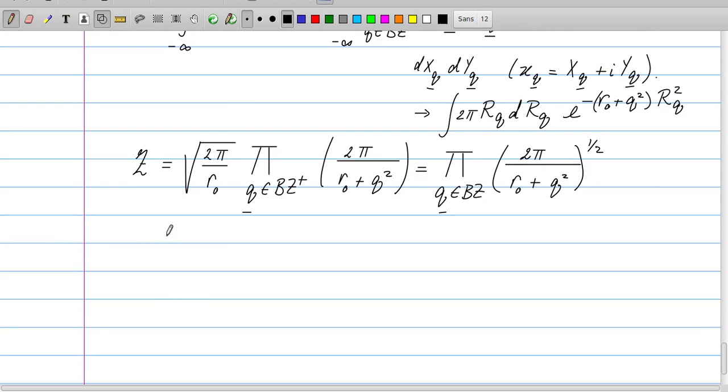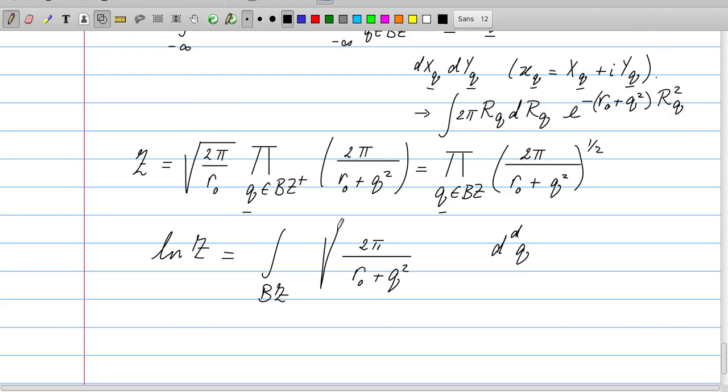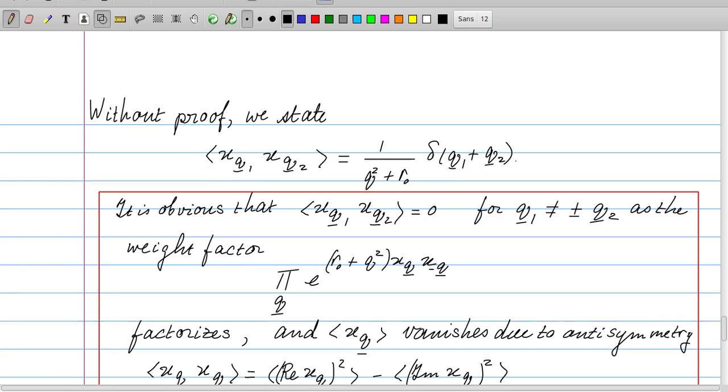And obviously in the end we are interested in the logarithm of that partition function. That will give me something like a free energy, and that gives me then an integral over the entire Brillouin zone of d dq. In fact, we have only used 2 dimensions as an example, but obviously this result holds for any dimension. And then we have this term in the integral.